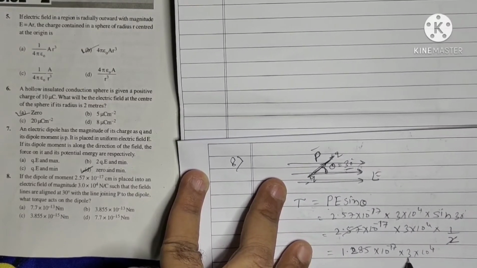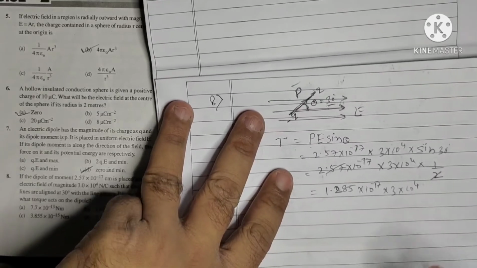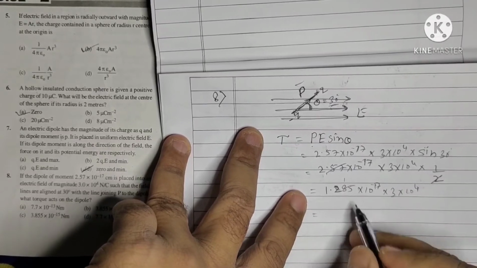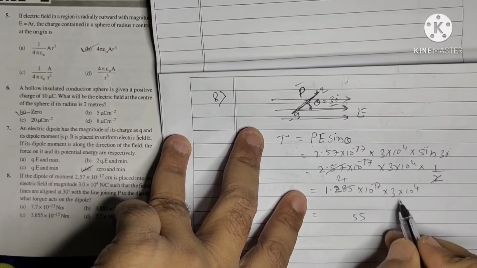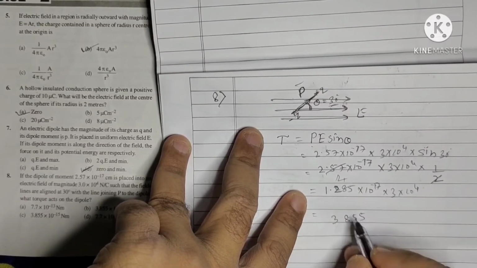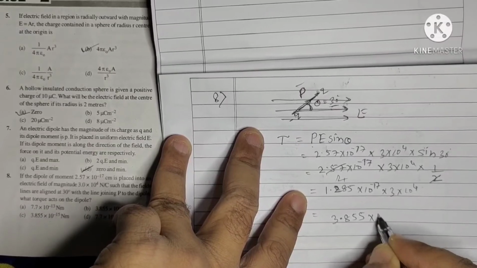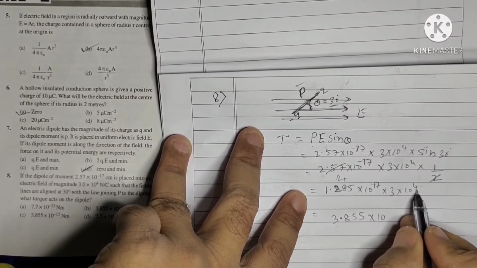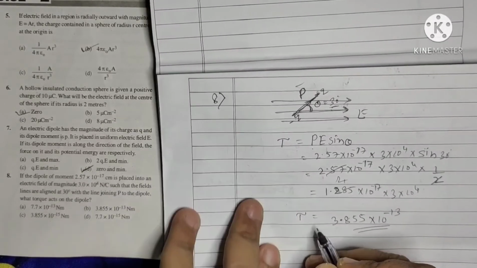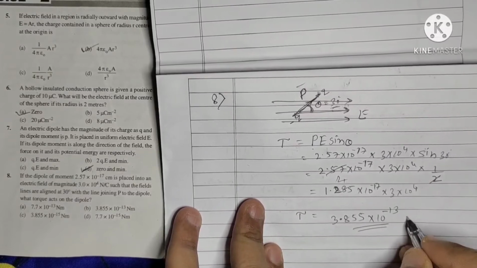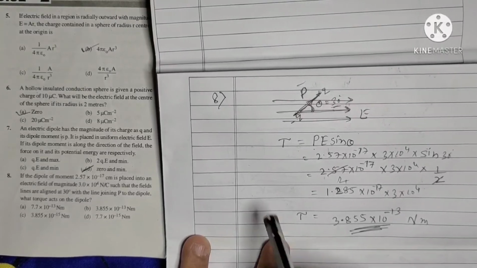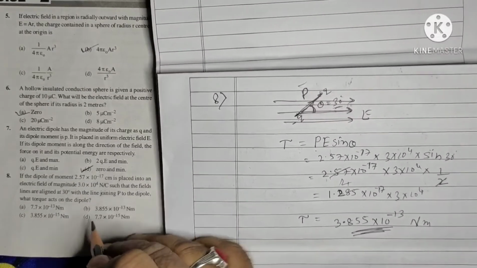Now if you multiply this by 3, we will get 3.855, so after 3 we have to put the decimal point, into 10 power of minus 17 plus 4, that is minus 13. So this is the torque acting on the dipole, this much in Newton meter. Hence B option is correct.